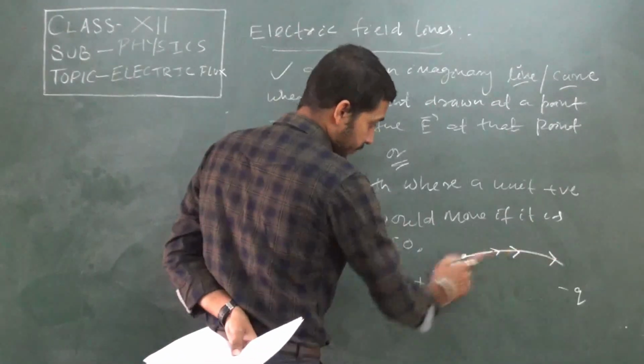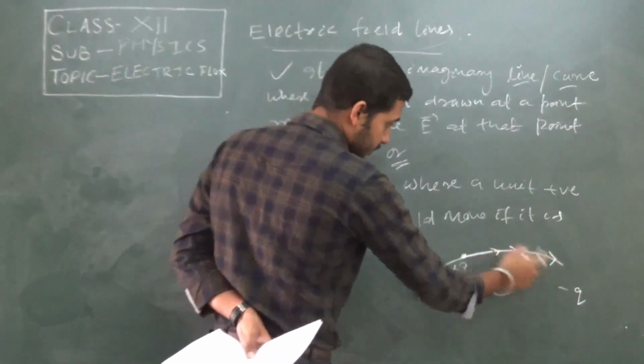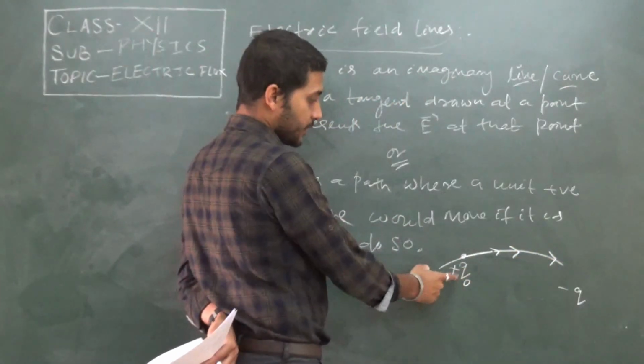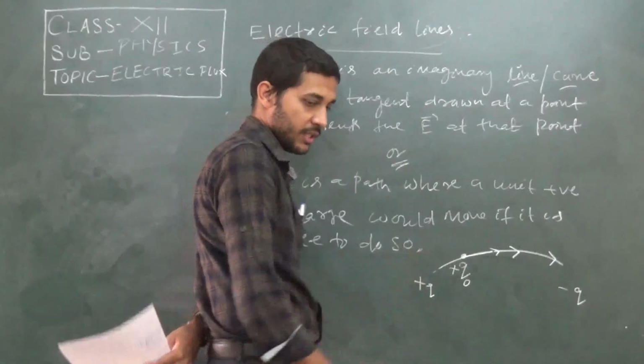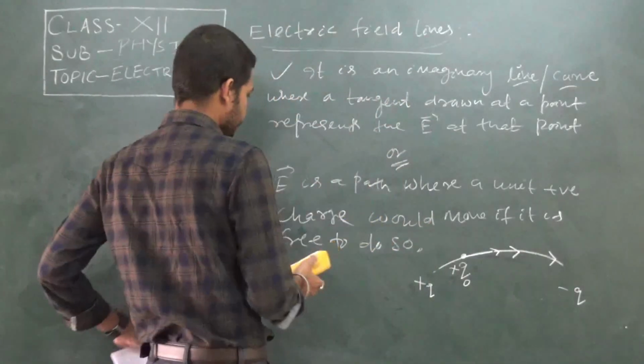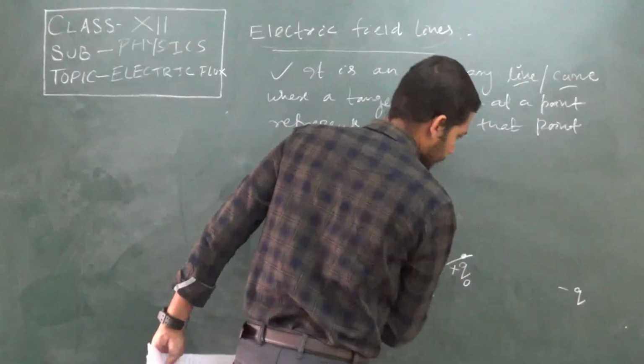So this path now from plus q to minus q, where this unit positive charge is going to move, is called your lines of force. So this is the basic condition for the second definition. Now we will go to the first one.